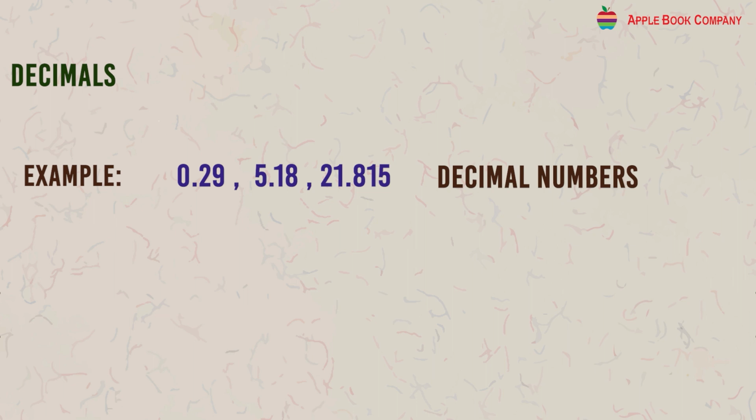Decimals. The numbers written in the form of a decimal are called decimal numbers or decimals. For example, the numbers 0.29, 5.18, 21.815, etc. are decimal numbers.